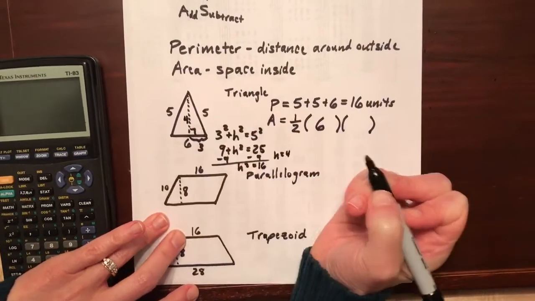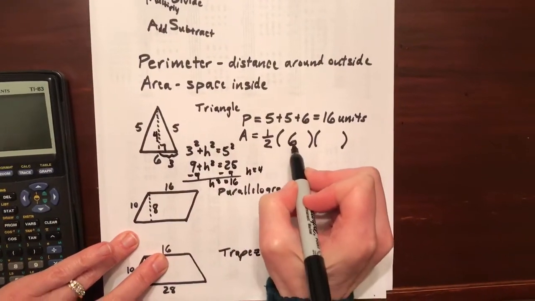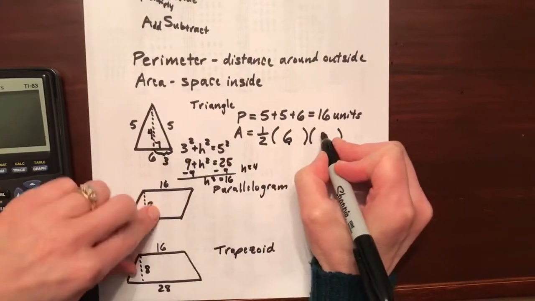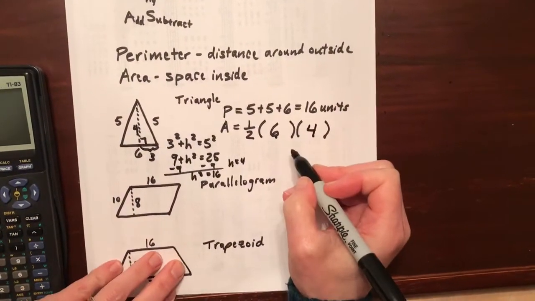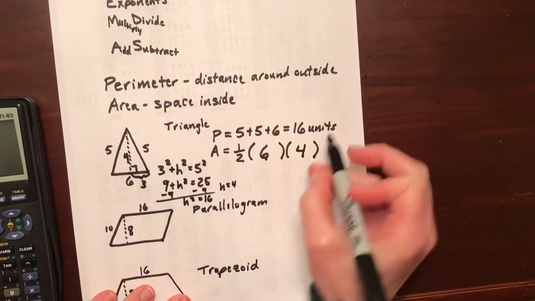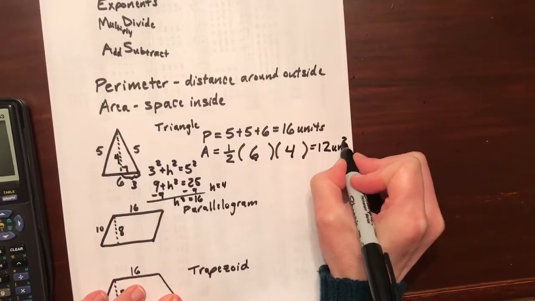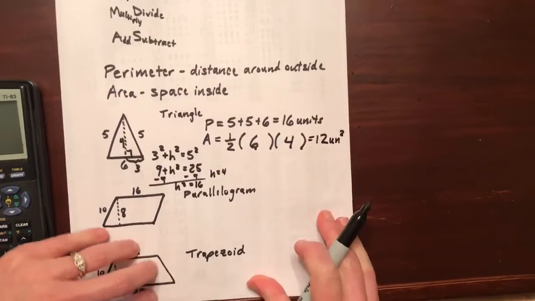So this is 4. Now I can plug that into my formula. 1/2 times base, which is 6, height, which is 4. And so I'm just going to multiply those together. Half of 6 would be 3. 3 times 4 would be 12. And so this would be 12 units squared for my area.